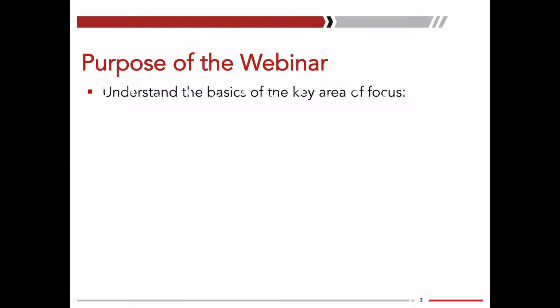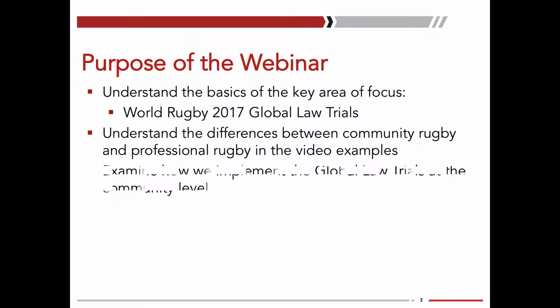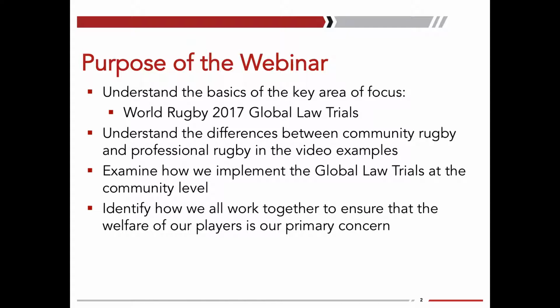The purpose of tonight will be to try to understand the basics of our key area of focus, which obviously is the World Rugby Global Law Trials. We'll look at understanding the differences between community rugby and professional rugby in the video examples. We'll examine how we implement the global law trials at the community level and how we can ensure player welfare is our primary concern. Yesterday's webinar on measures to limit contact to the head is obviously more directly related to our concern around player welfare. However, with some of these law trials, player welfare plays into some of these decisions, and we'll get into what that looks like in a moment.